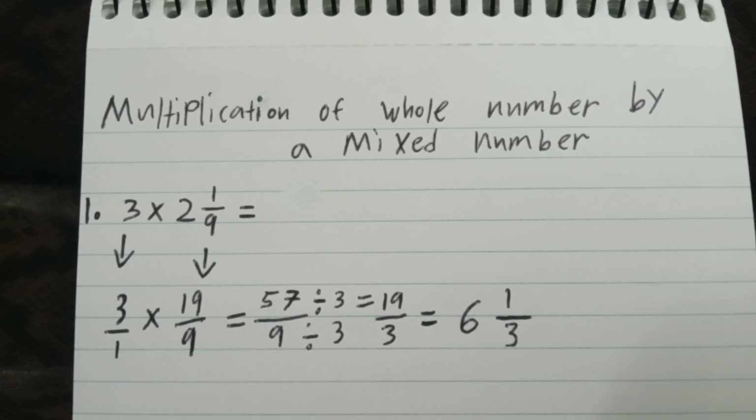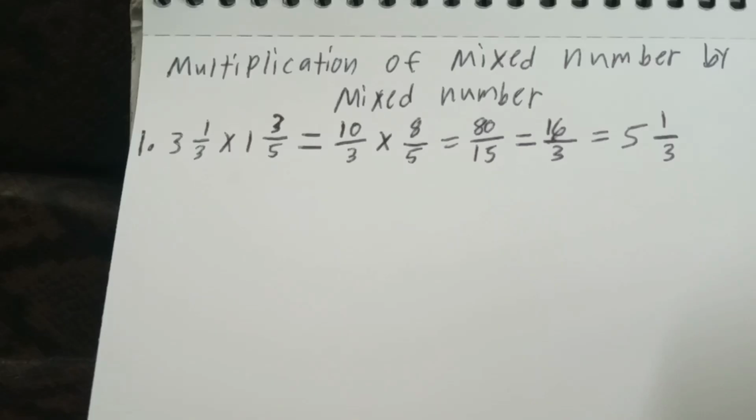Is that our final answer? No. You might be asking why again? Because it's an improper fraction, so we have to turn it into a mixed number. So 19 divided by 3 is 6, and 6 times 3 is 18. So 19 minus 18 is going to be 1, which will be our numerator. And then we just have to copy 3 as the denominator.